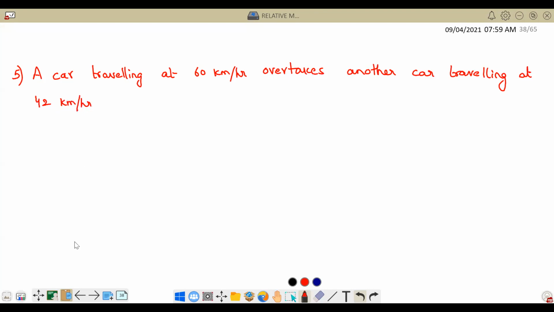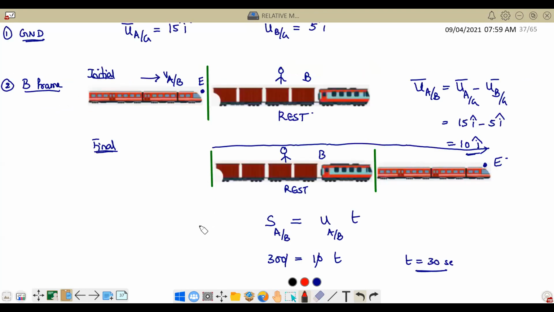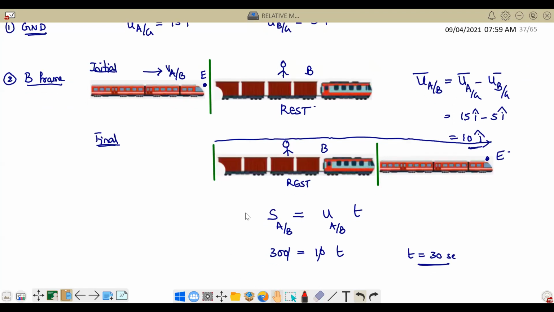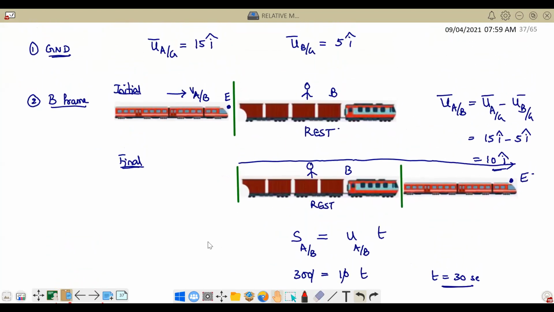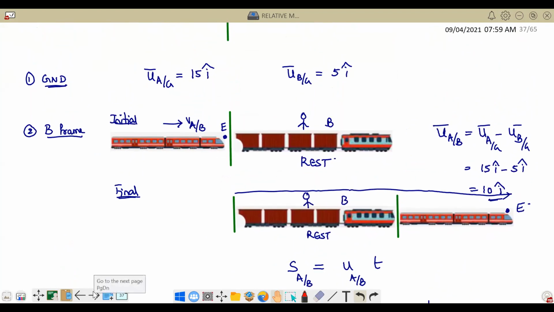By the way, the previous problem, can you solve it from the A frame? Yes, sir. Have you solved it? How much did you get? Same, sir. 30 seconds only, sir.